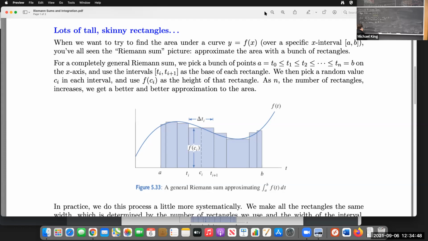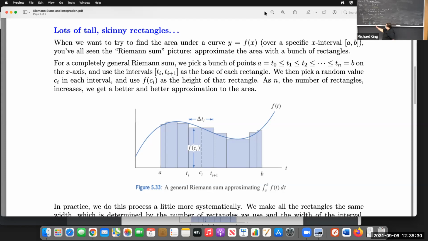Okay, so if we have our y equals f of x, and then A to B, somewhere along here is t sub 4 and t sub 5. Imagine there's a lot of these points and A and B are actually farther away. And then we actually pick C sub 4. You can see that, C sub 4 between T sub 4 and T sub 5.